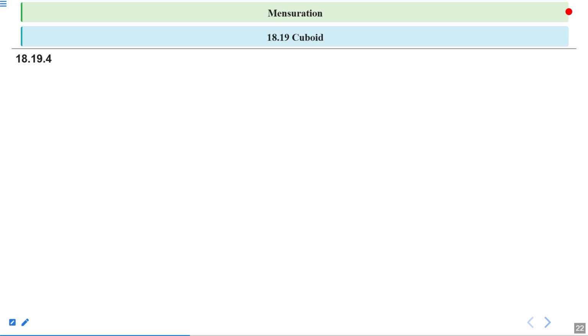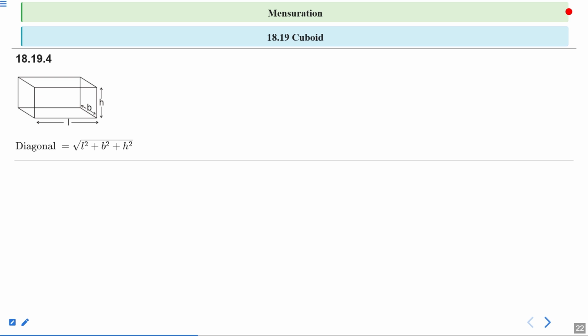Next one is 18.19.4 of the cuboid. So this is the diagram of the cuboid. So the diagonal is under root L square plus B square plus H square. We get the length of the diagonal of the cuboid.